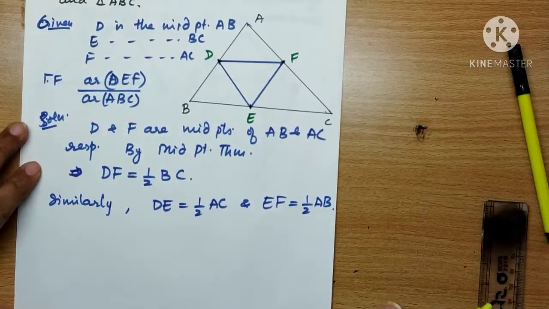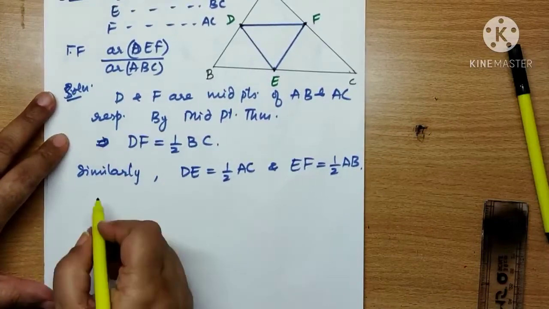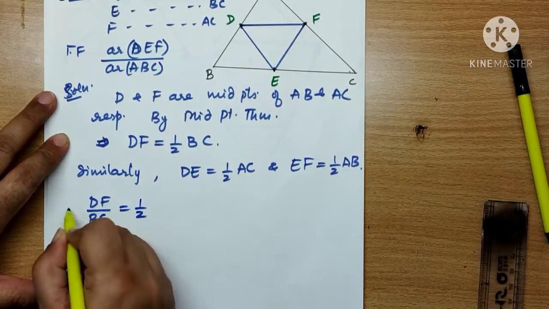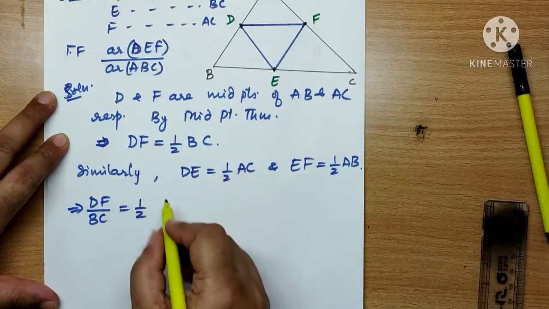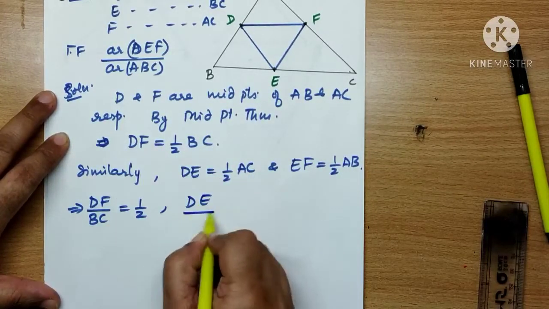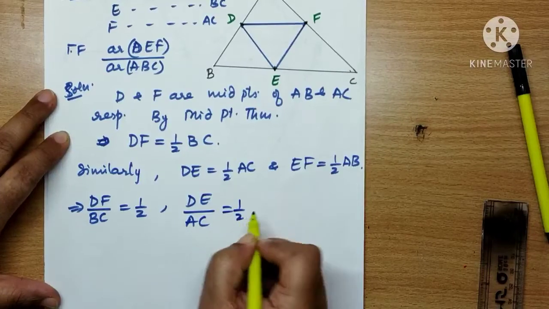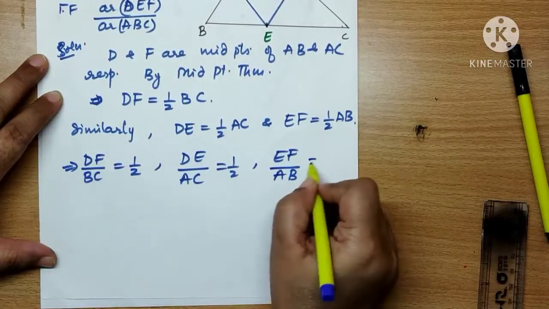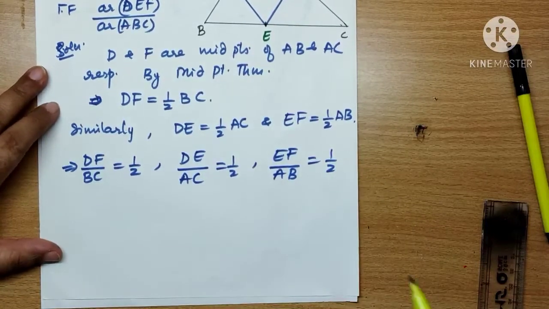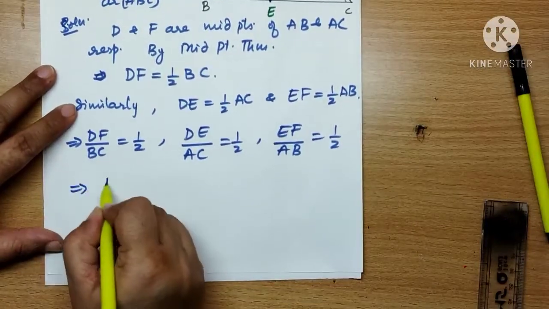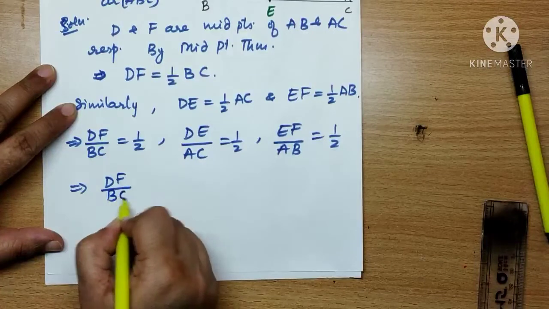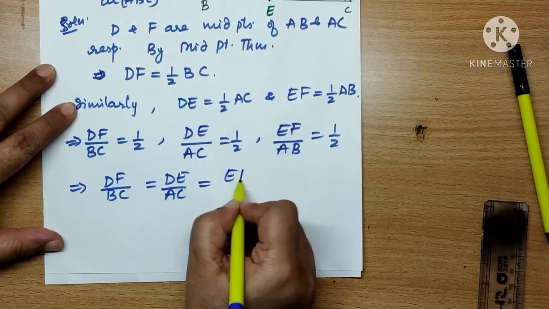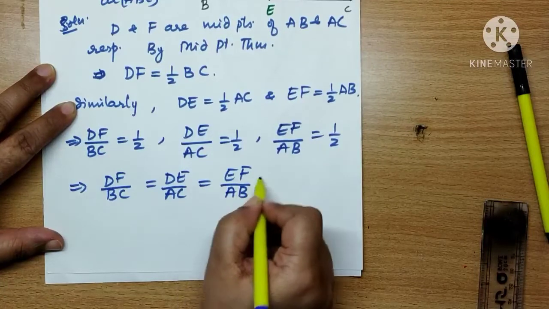We can write it by using similarity. Now observe, DF by BC is half. DE by AC is half. EF by AB is half. All these are half. So do I get DF by BC equal to DE by AC equal to EF by AB equal to half?